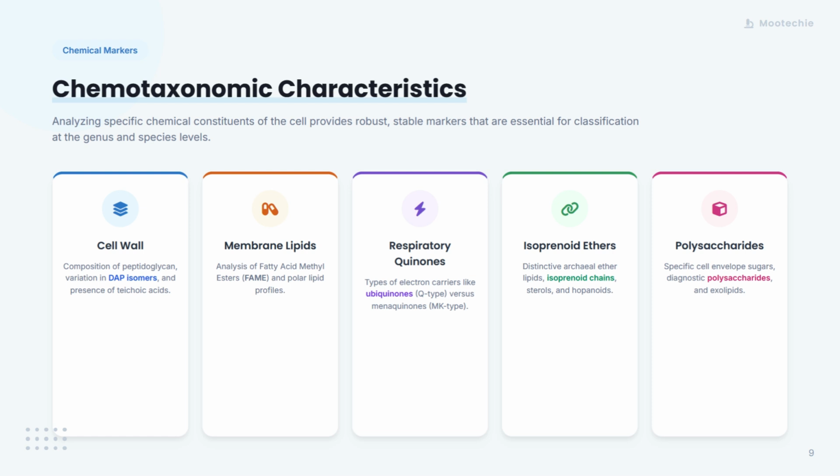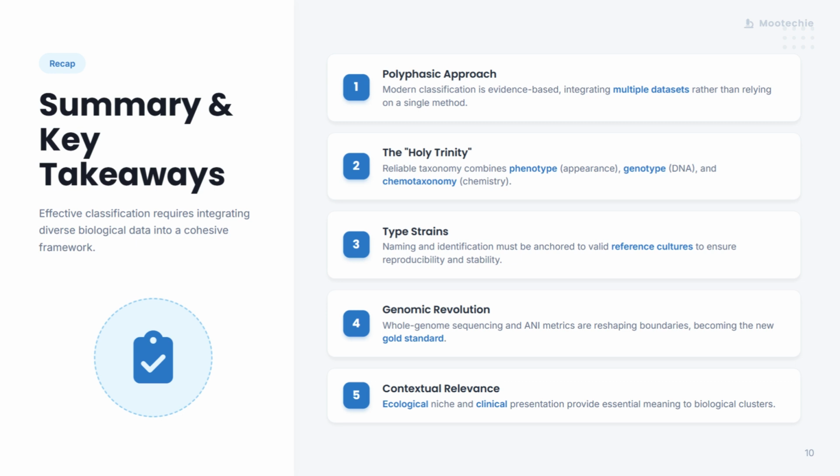Polysaccharides: specific cell envelope sugars, diagnostic polysaccharides, and exolipids. The unique sugars and complex carbohydrates on the cell surface can be highly distinctive, like a chemical ID badge. Let's bring all these concepts together and review the most important points. Summary and key takeaways: effective classification requires integrating diverse biological data into a cohesive framework. No single method is perfect. The true power comes from weaving all the evidence together.